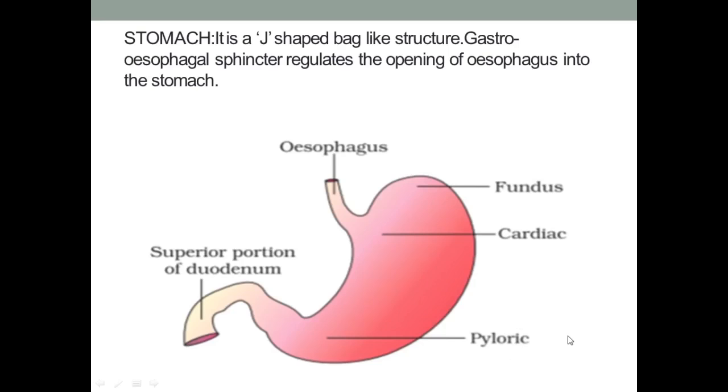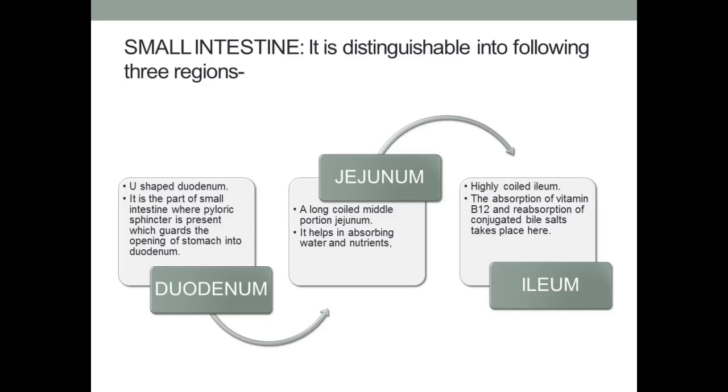Next, let us see about the small intestine. The small intestine can be distinguished into three regions. What are those? They are the duodenum, jejunum and ileum. The duodenum is the first and the shortest section of the small intestine. It is U-shaped and it is the part of the small intestine where the pyloric sphincter is present. As I said earlier, the pylorus opens into a part of the duodenum where the pyloric sphincter regulates its opening. And the function of the duodenum is to digest the nutrients and pass them into the blood vessels.